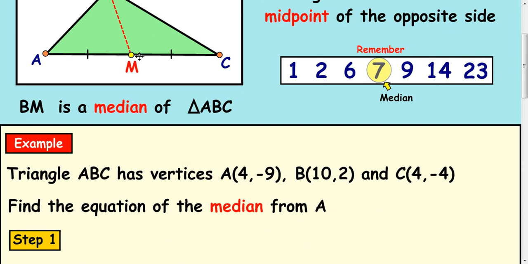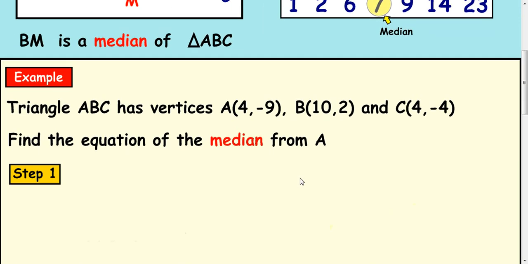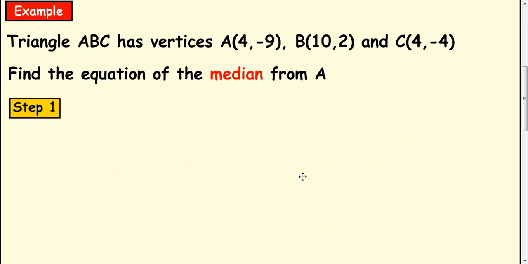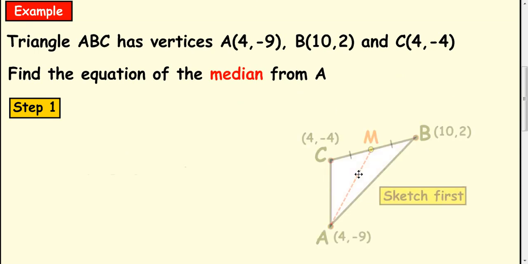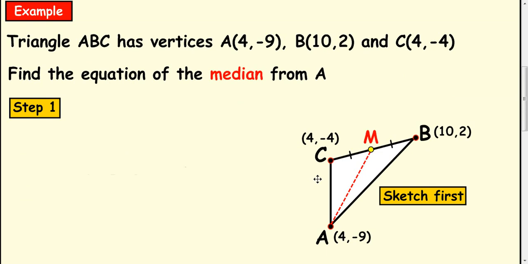Now this is not this diagram up here, it's a separate one. We don't have a diagram here. You often are in exam questions, but if you don't have one, make sure you draw one. I'll sketch this out quickly. There we have the median from A, so it's coming out of A and it's meeting the opposite side CB in the middle. So first step, find the midpoint.